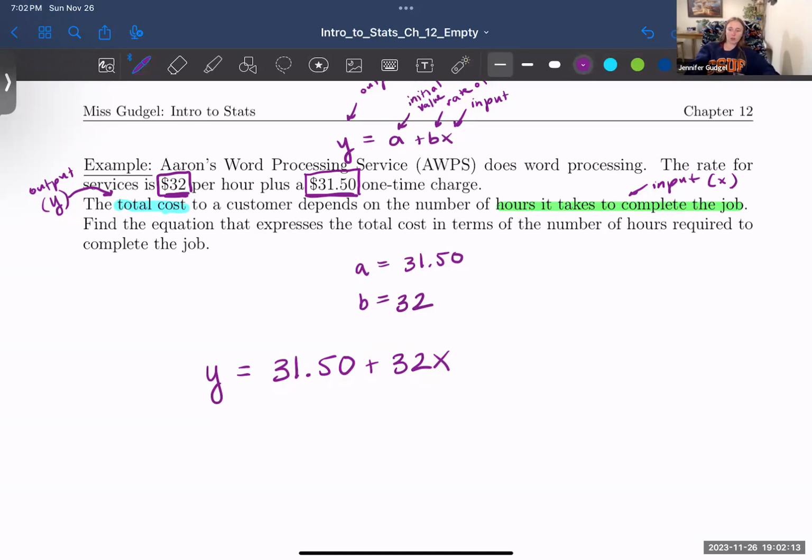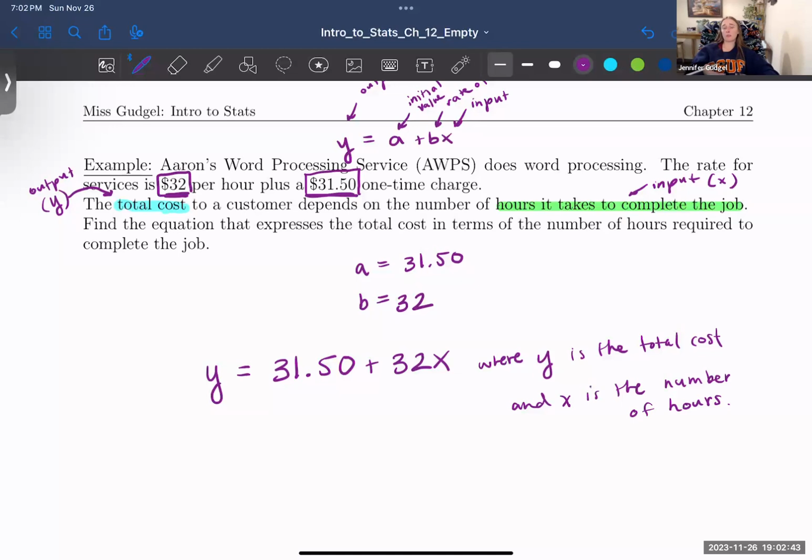It's always good to note, I know I wrote it up above, but help yourself realize too what Y and X are. Y is the total cost, and X is the number of hours. And this is important to note, because if you're asked to calculate something with this equation, you need to know where you're plugging that number in. Am I plugging it in for X, or am I plugging it in for Y?